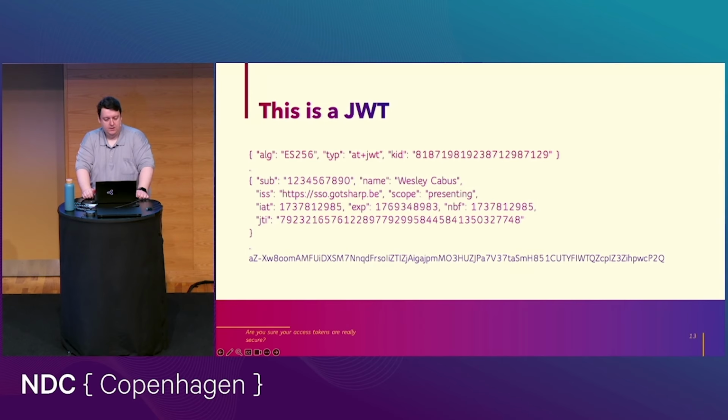And in the payload, you can see my subject ID, my name, the issuer of the token, what scopes I can use, and then some other claims like it was issued at that epoch time, it expires at another one, you cannot use the token before another time. And then you also see JTI, which is the unique identifier for this token. That's something that libraries can use to prevent replay attacks. And then at the bottom, you see the result of the signature that was generated using that ES256 algorithm.